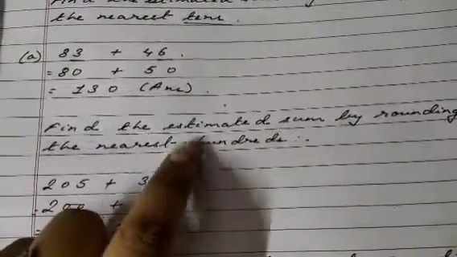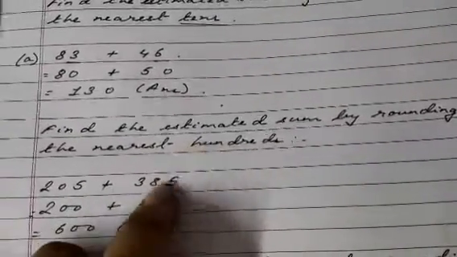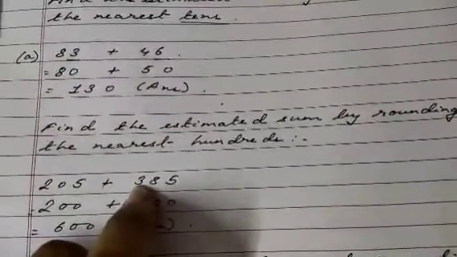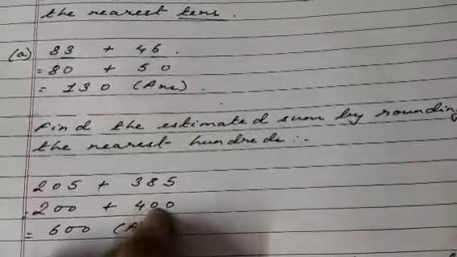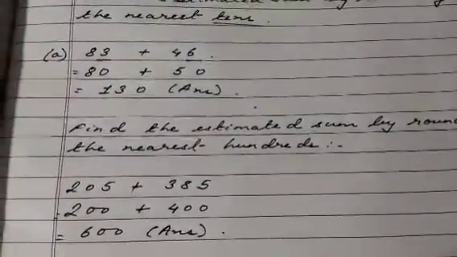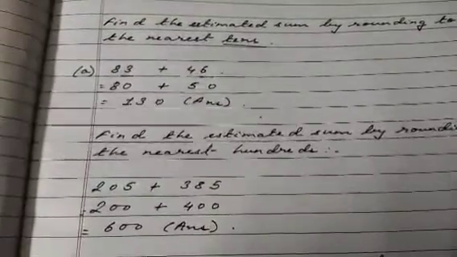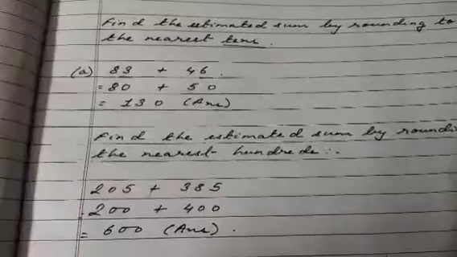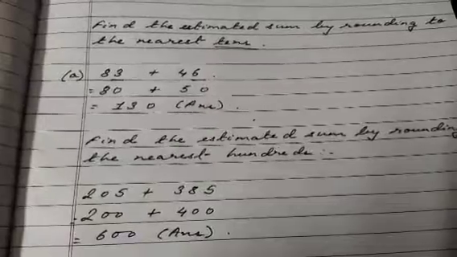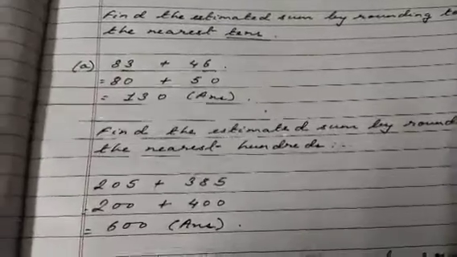Nearest hundreds is given in the question, so you have to see the tens place. In the tens place there is a strong number. So this 3 will be added with 1 and will become 4. So 400. So 400 plus 200 will give you 600. 600 will be your answer. Children, you have to just remember that in case of nearest tens, you have to see the ones place. In case of nearest hundreds, you have to see the tens place.